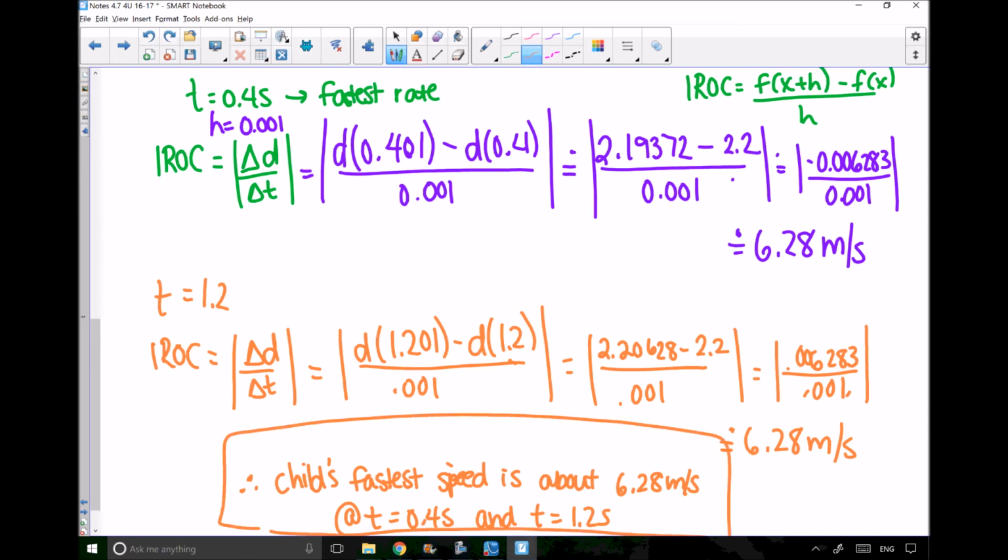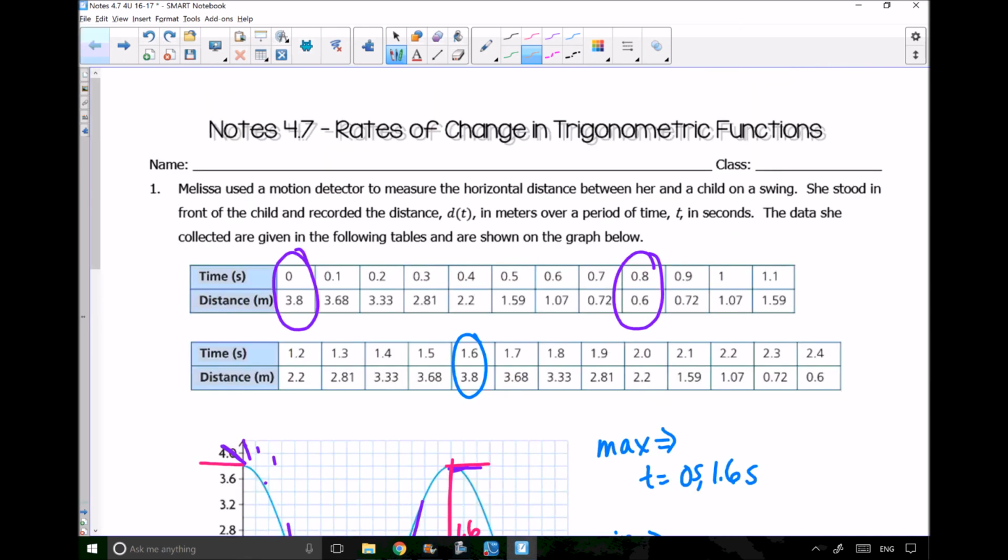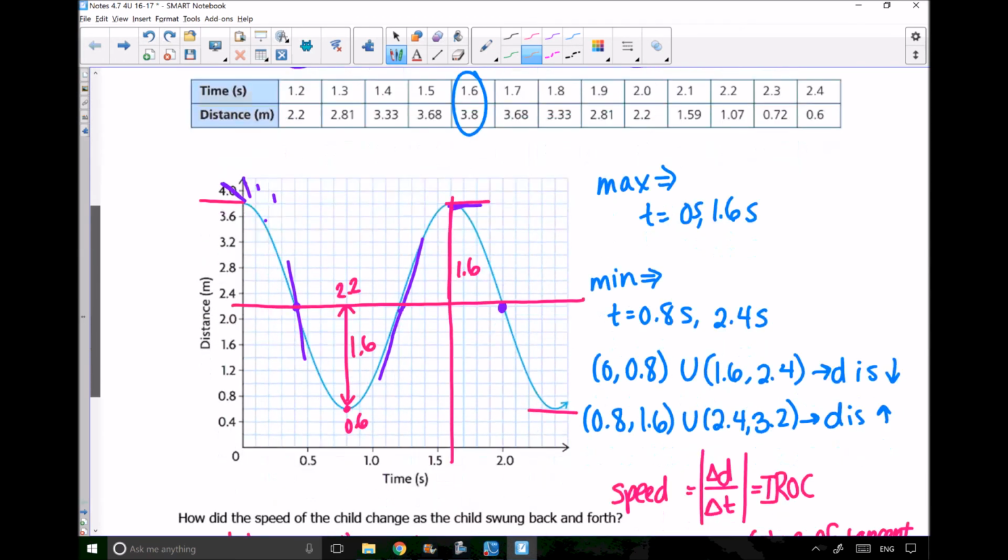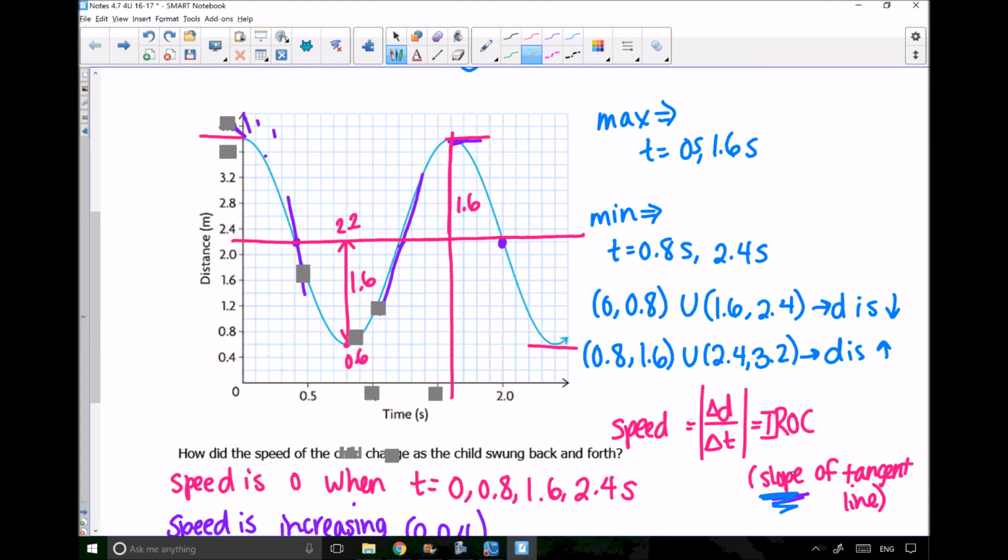So hopefully you can see how the instantaneous rate of change is essentially just the slope of our tangent line. Okay, and then hopefully you can see how we can apply IROC as well as AROC to our trigonometric functions.